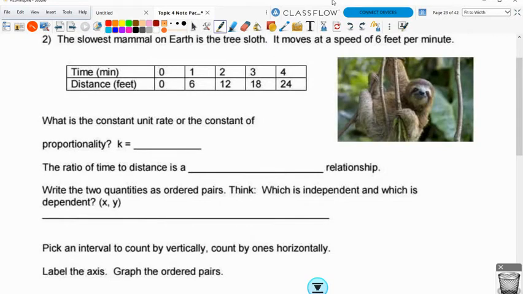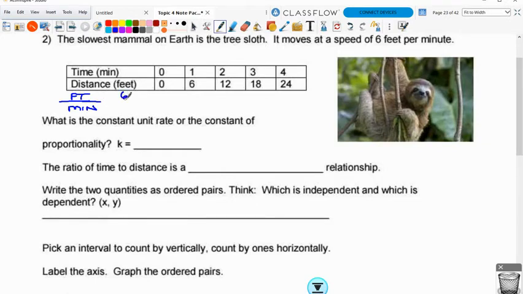Okay, so for the sloth, we're interested in the feet per minute. So what we're going to do is now look at our data. And again, our first set of data is 0 and 0. The sloth hasn't gone anywhere, so we're not going to include that. But our next one is 6 feet in 1 minute.